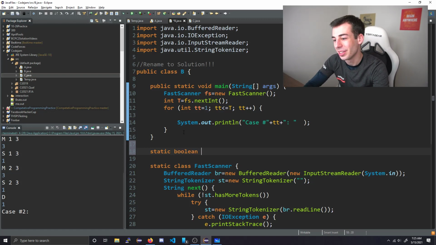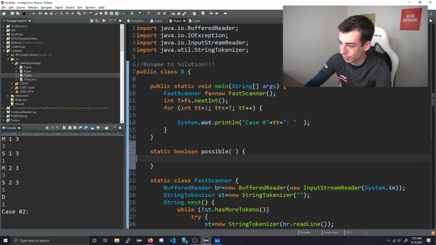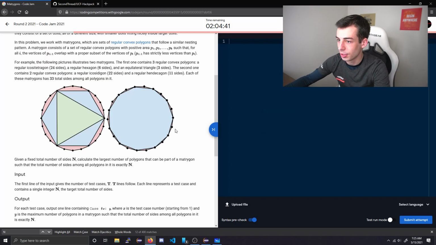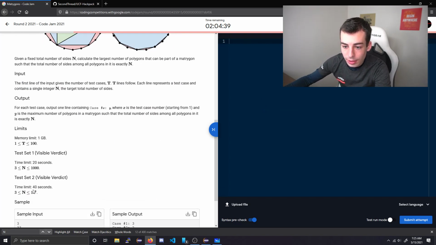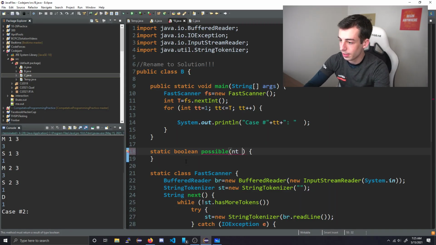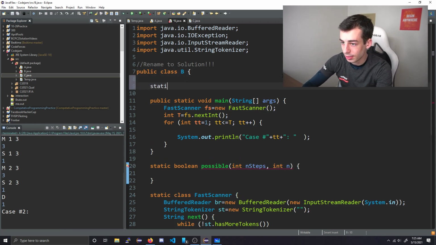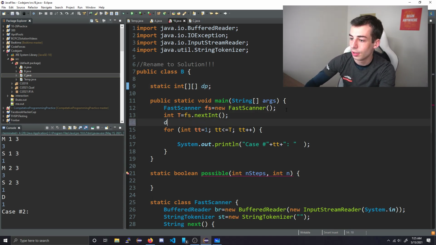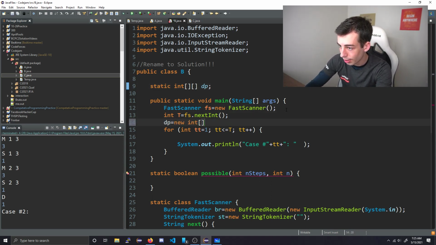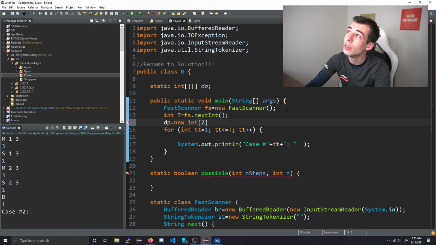Static boolean possible. How big is n? Do we need to be worried? N to the 6. Okay. Int steps, n. dp. dp equals new int array. Yeah, 20 by 21 by 10 to the 6.